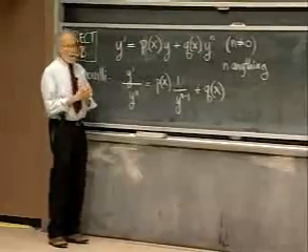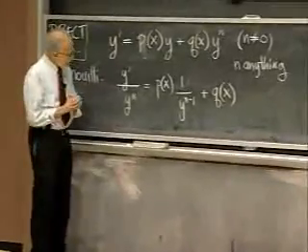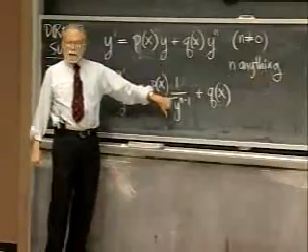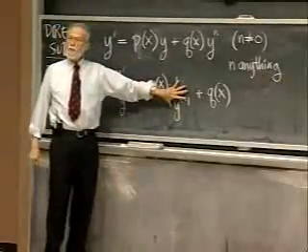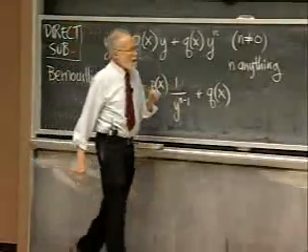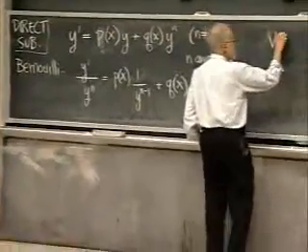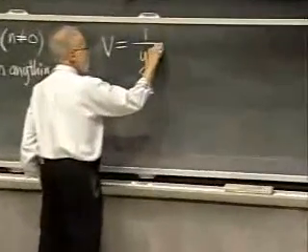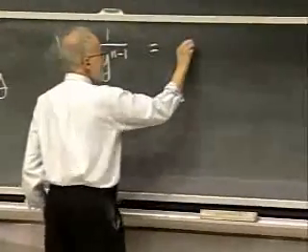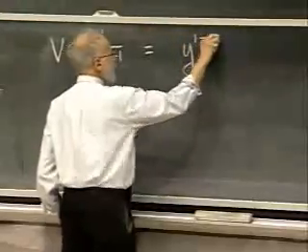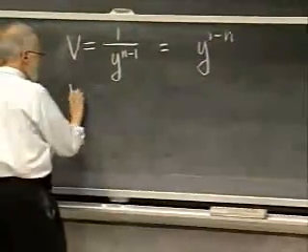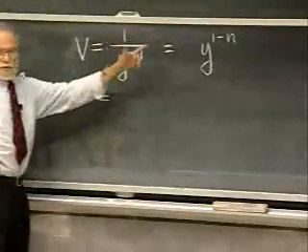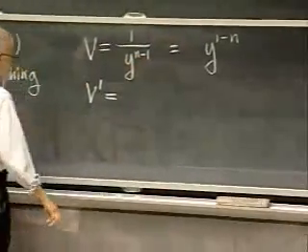Where is it? Why is it trying to be a linear equation? Make a new variable. Call this hunk of it a new variable, let's call it v. So v is equal to 1 over y to the n minus 1, or if you like, you can think of that as y to the 1 minus n. What's v prime? So this is the direct substitution I'm going to use.